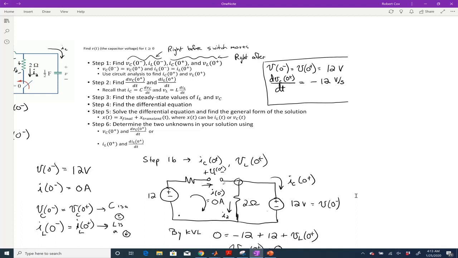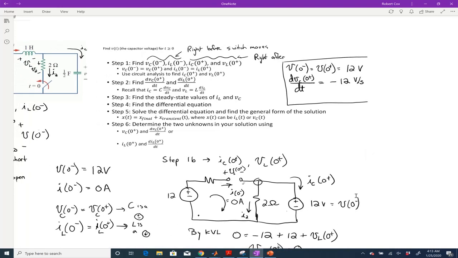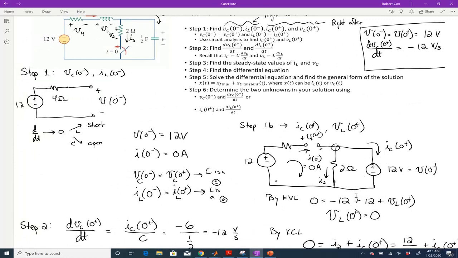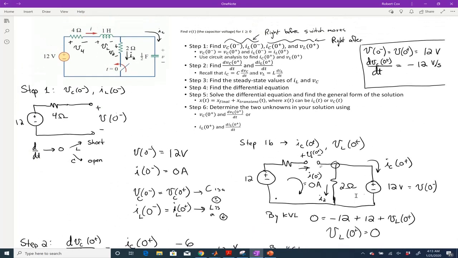All right, so let's keep going. Step 3: find the steady state values of I_L and Vc. To do that, I basically have to assume, long after this switch is closed and the circuit reaches steady state, in other words, long after the inductor current stops changing and long after the voltage on the capacitor has stopped changing, I need to figure out what the circuit looks like. Long after the capacitor voltage has stopped changing, it's an open. Long after the inductor current stopped changing, it's a short.